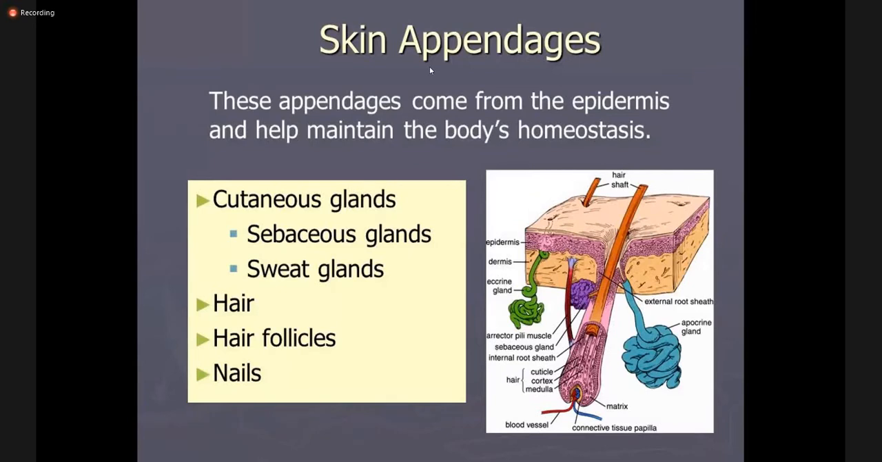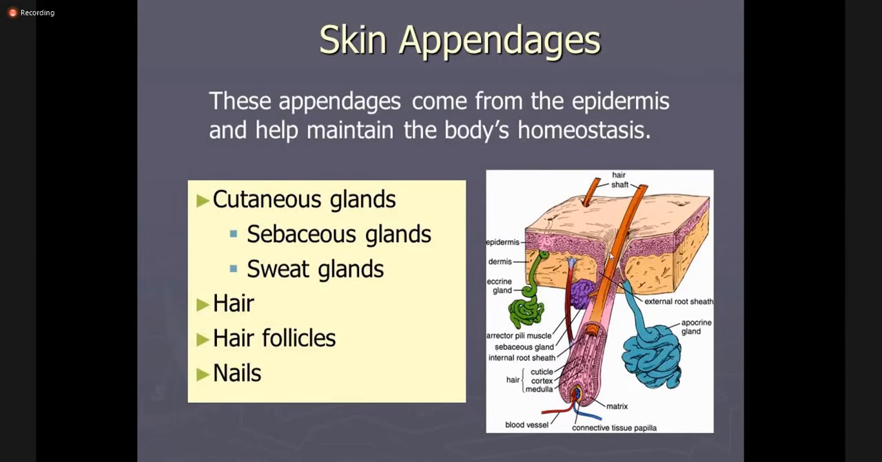Now the skin appendages. Right. The skin appendages, these appendages come from the epidermis and help to maintain the body homeostasis. So as I have already showed you, we have cutaneous glands, which are sebaceous glands, sweat glands, we have hair follicles, and the nails. And this diagram is showing all in one. That is, these are the shaft of the hair, which are seen on the surface of the skin.